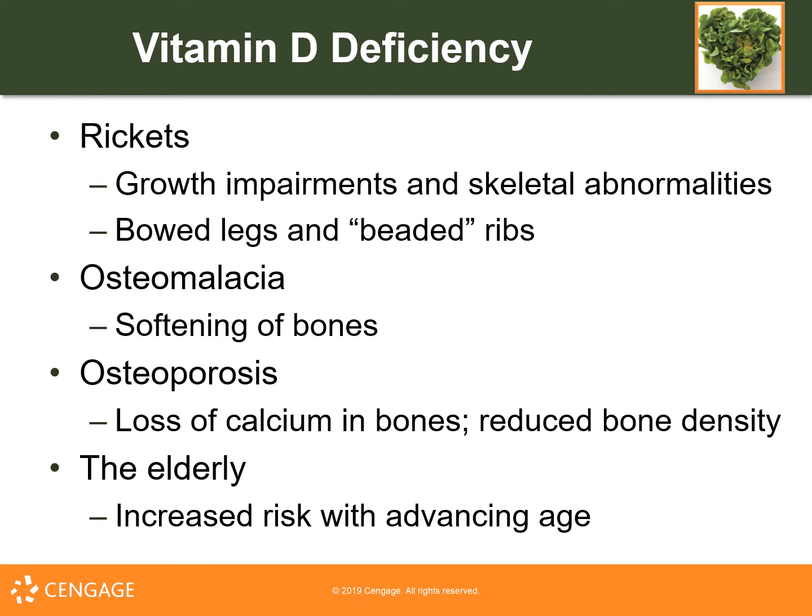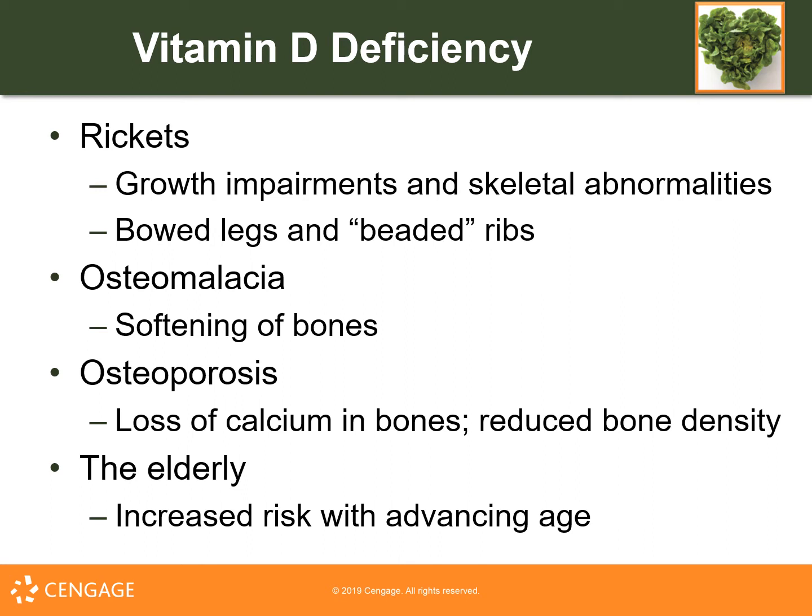Vitamin D deficiency continued. So in kids, you can see rickets, and that is when the bones fail to calcify normally. Bones are so weak that they bow or bend when supporting the child's weight. Osteomalacia and osteoporosis are found in adults. So osteomalacia refers to the softening of bones, poor mineralization of bones, and the bones become soft, brittle, and flexible. Osteoporosis is the loss of calcium in bones and therefore reduced bone density, and can result in fractures.